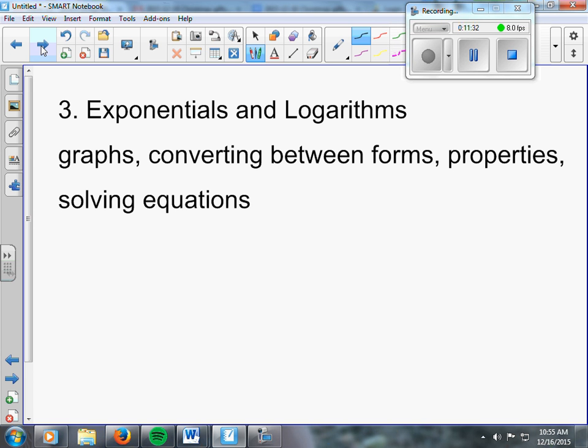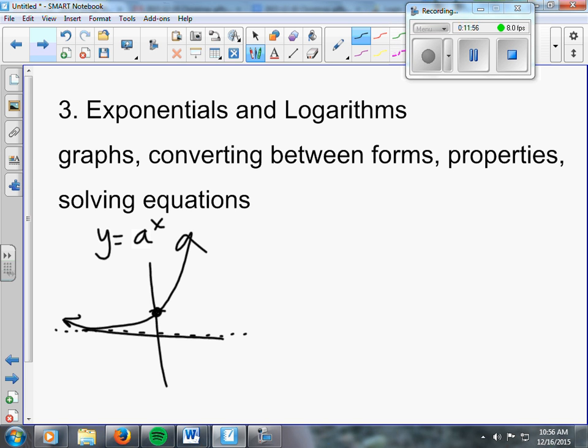Exponentials and logarithms. You absolutely have to know the graphs of these. I will tell you there is a graphing part on the exam, and at least one of these will be on it. So you should know what a to the x looks like. There is a horizontal asymptote at y equals 0. The point (0, 1) is on there, and this is your general shape. Notice the domain is all reals, and the range is 0 to infinity, not including 0, only positive numbers.